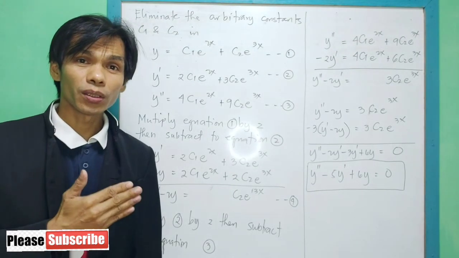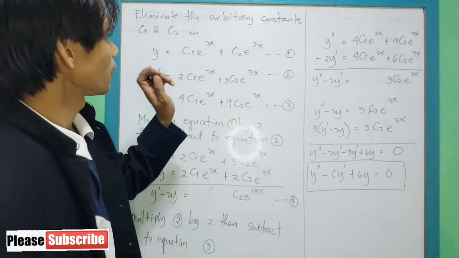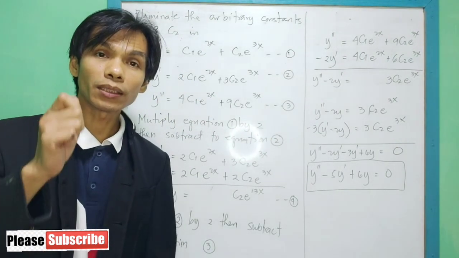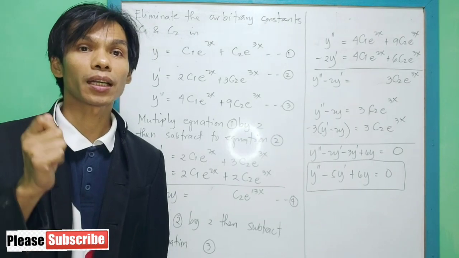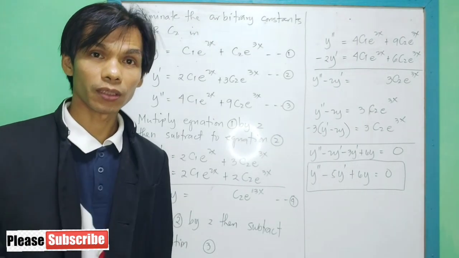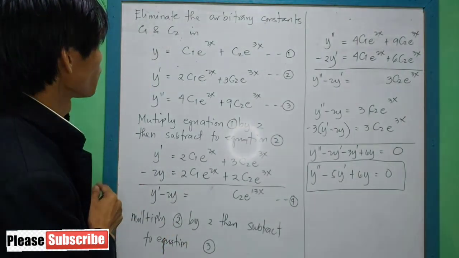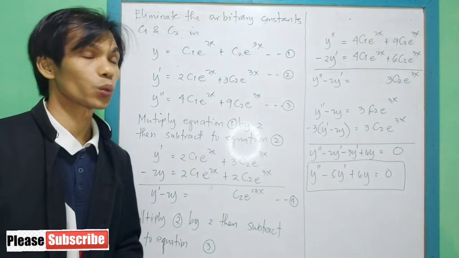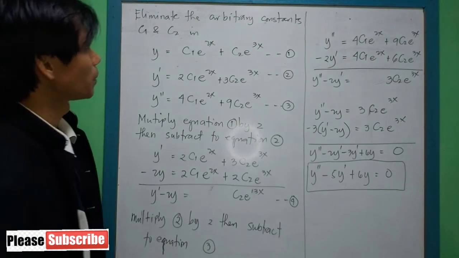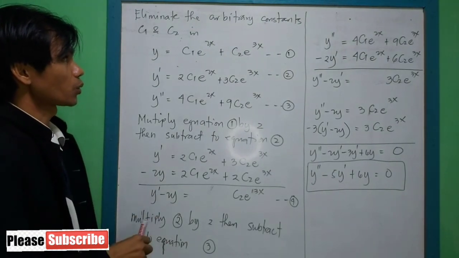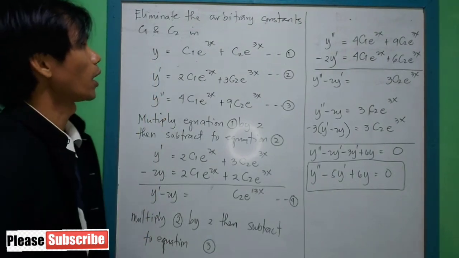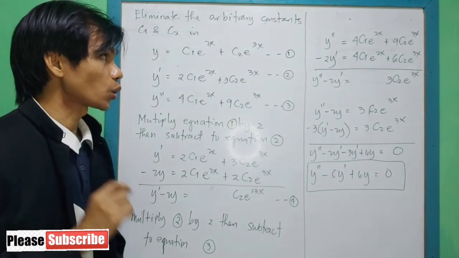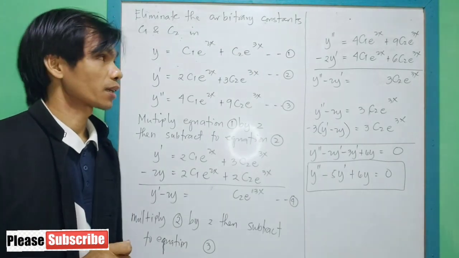Tulad ng sabi ko sa mga previous video ko, pagka mag-eliminate ka ng arbitrary constant, kung ilan yung arbitrary constant, ganon karami yung inyong derivative. For example, in this case, meron tayong dalawang arbitrary constant, so we have C1 and C2. So, let's eliminate the arbitrary constant C1 and C2 in this equation. So, we have here y is equal to C1 e to the 2x plus C2 e to the 3x.